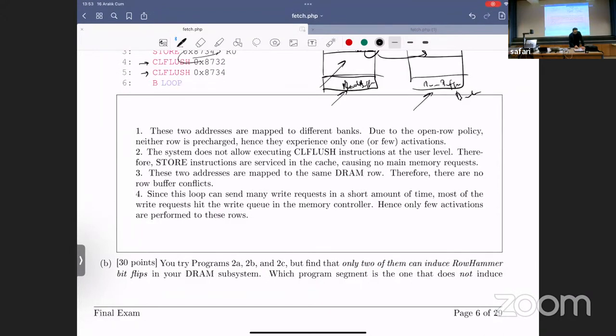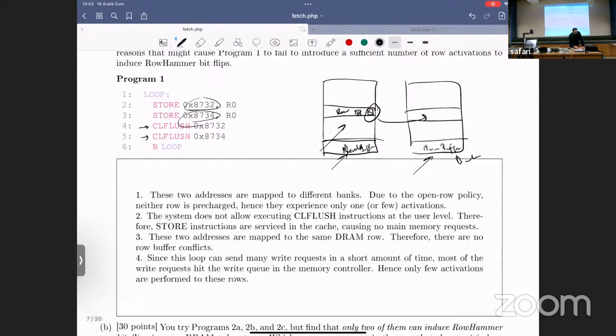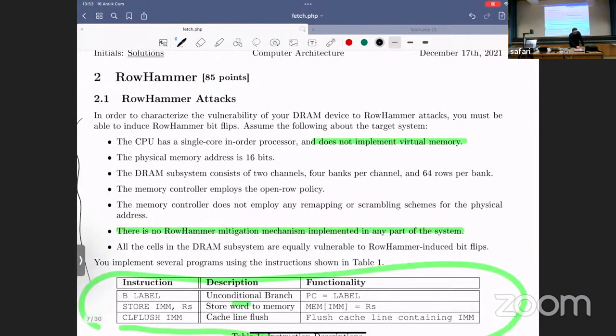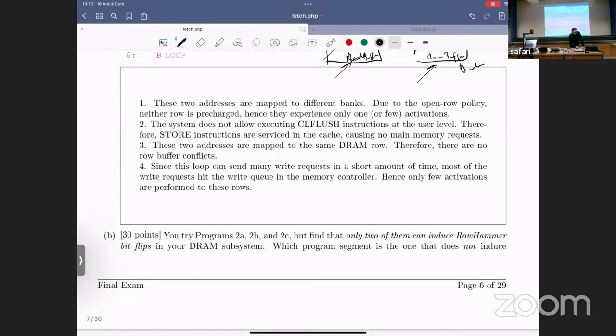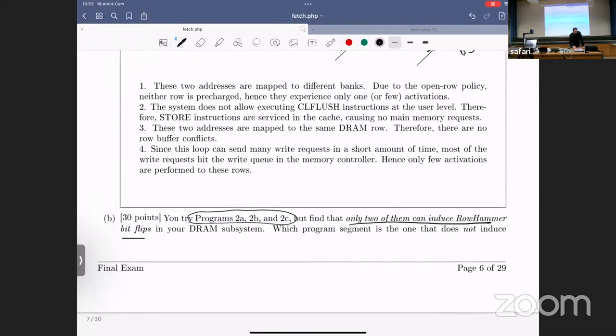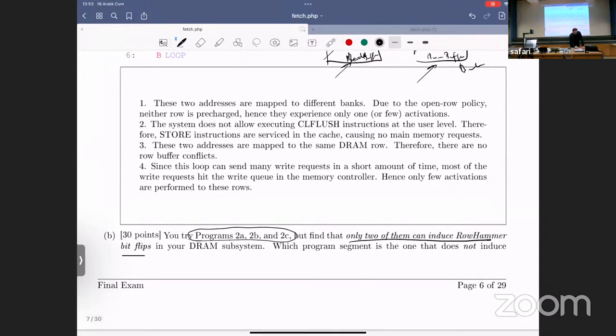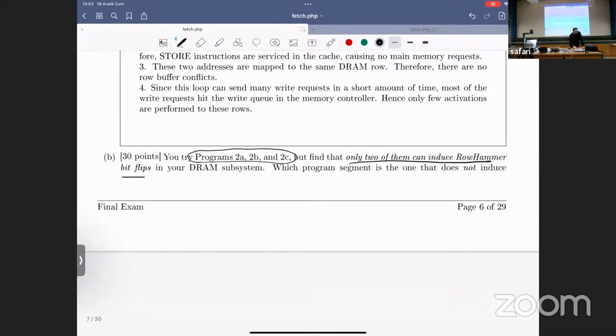Okay, so in the second part of the question, second part of the first part actually, it's again about the attack 2.1b. We have three different programs in this question. And we observe that only two of these programs can induce RowHammer bit flips, but the third one cannot. So the question is asking which program segment is the one that does not induce RowHammer bit flips.